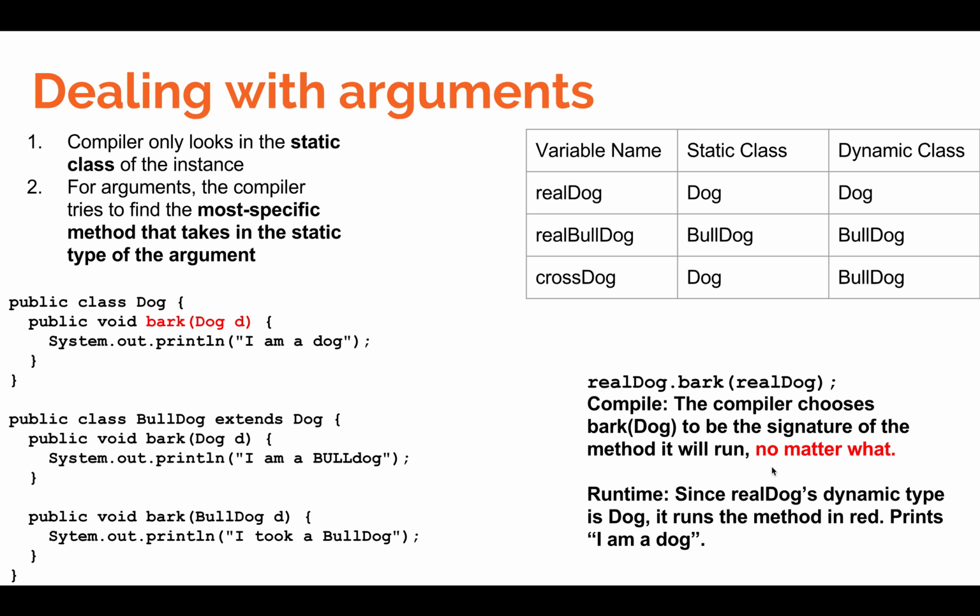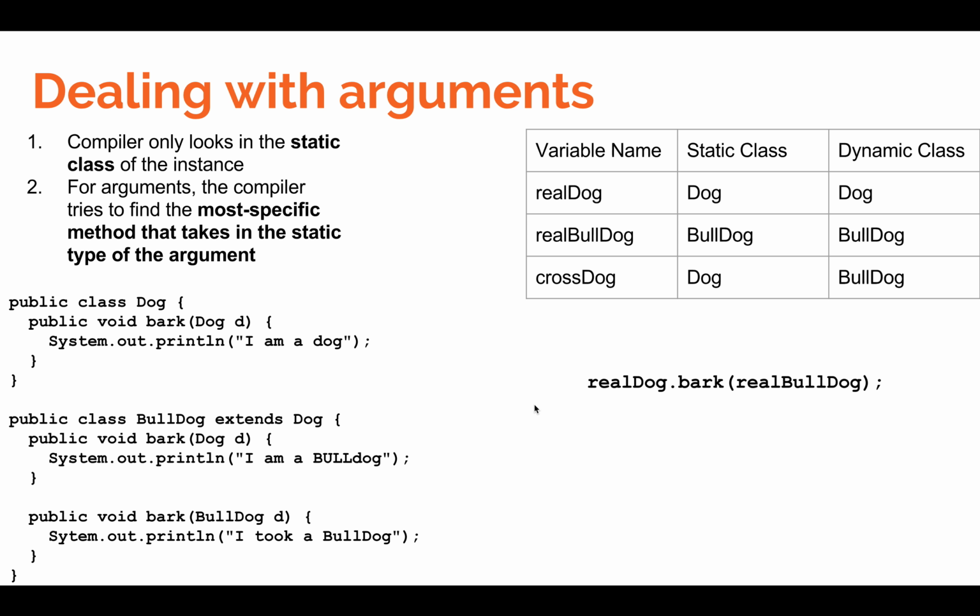Okay? During runtime, we look at real dog's dynamic type. We see that it is dog. So we look in the dog class for the method type that the compiler selected. We see this method, we run it. Is that cool? All right, this was straightforward.